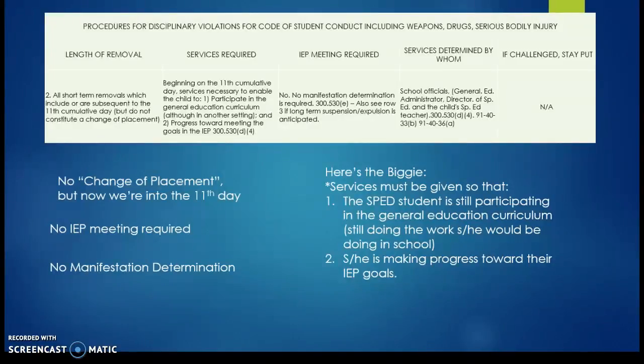But overall, the most important thing for us to remember is that services must be given to that child so that they're still participating in the general education curriculum, still doing the work that they would have regularly been doing, and that they're still making progress toward their IEP goals.